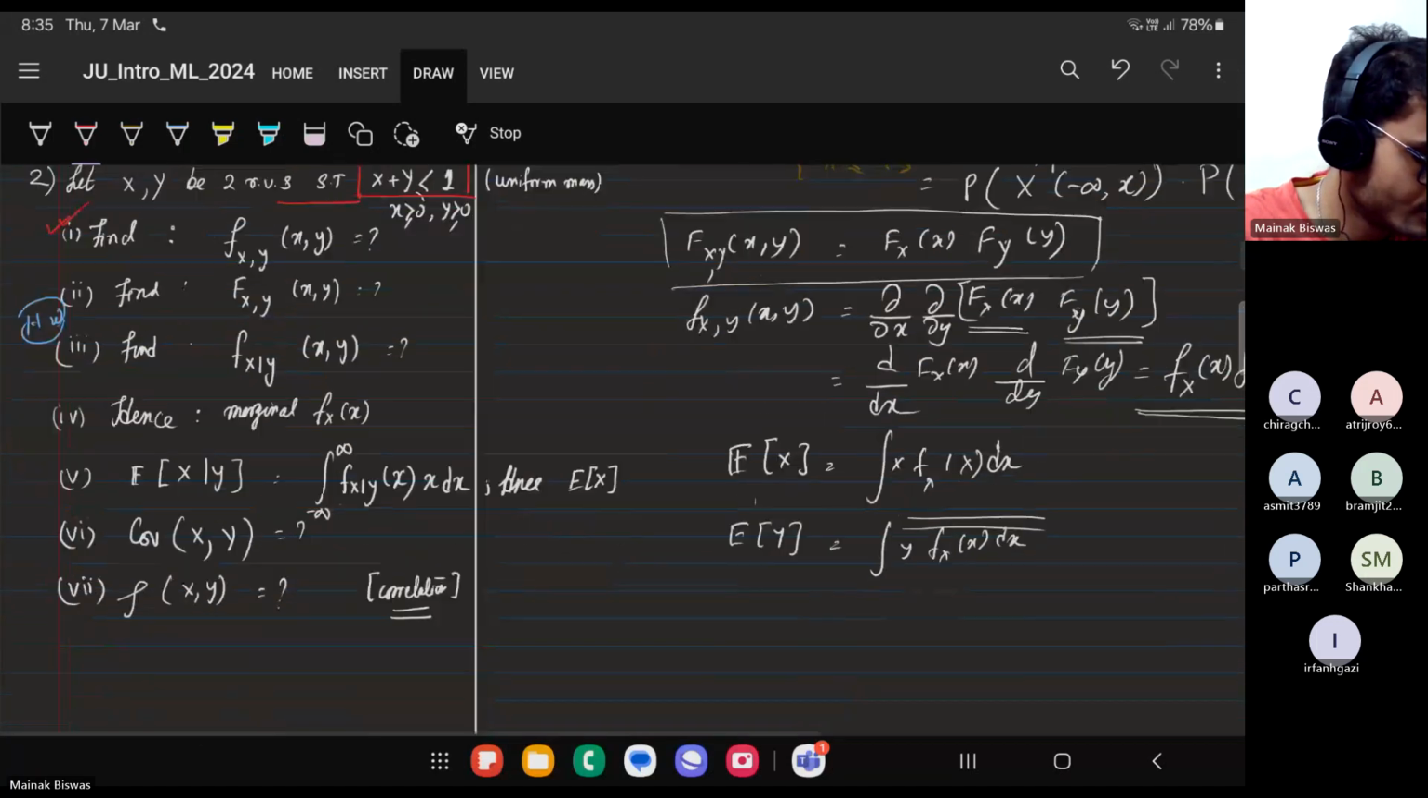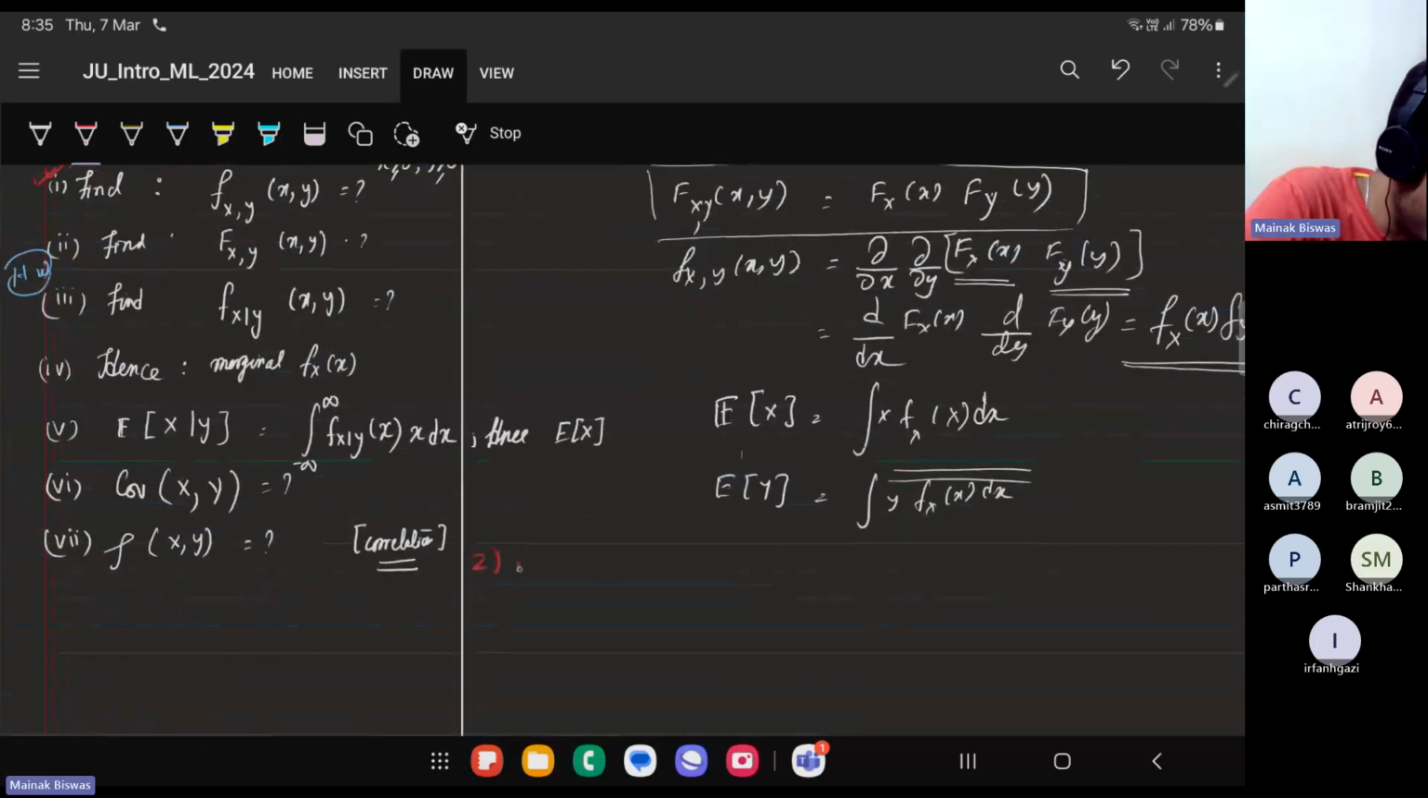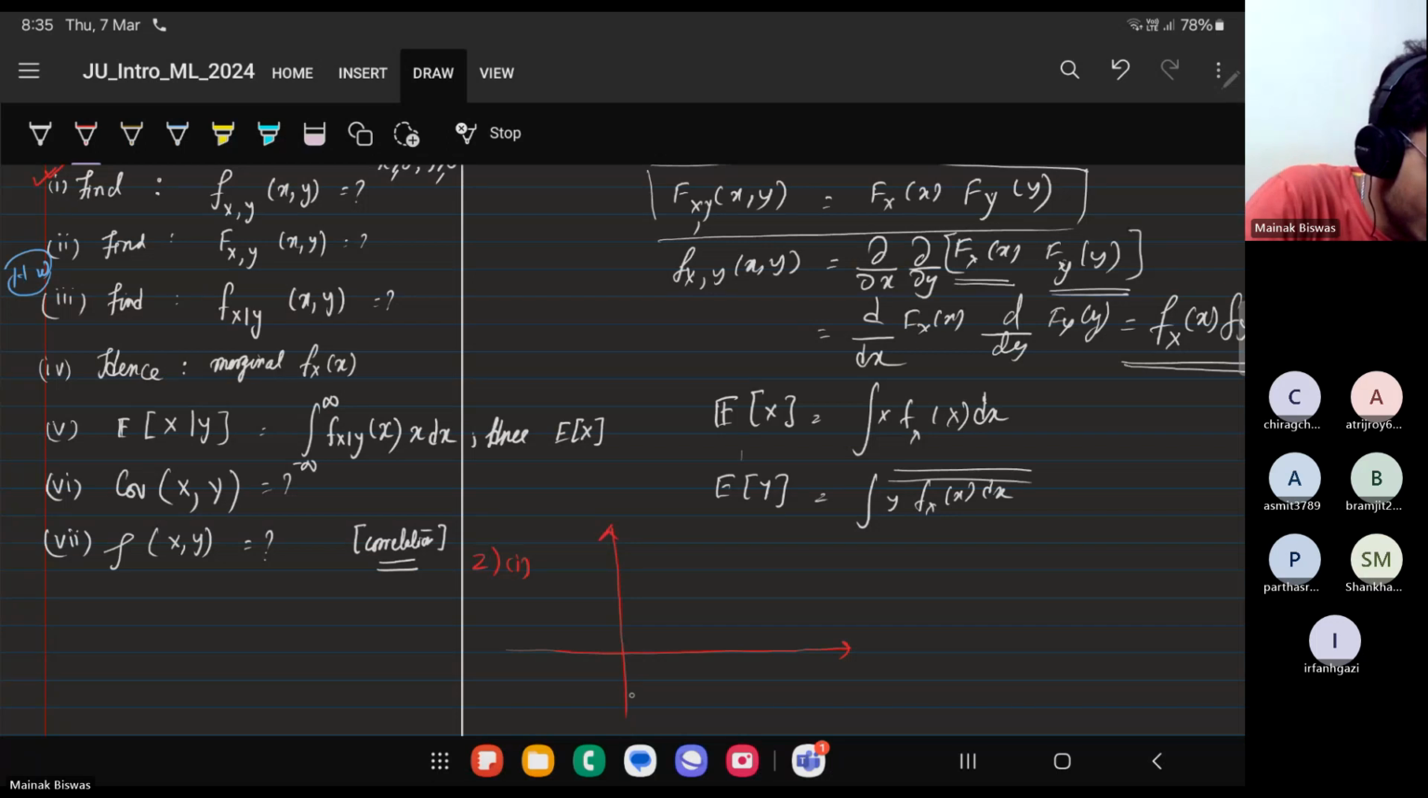Let us again draw. Whenever two variables are given, we can draw the values they can take at least. Random variable x and random variable y. Tell me, what is the equation given to me? x plus y less than or equal to 1, x greater than 0, and y greater than 0.